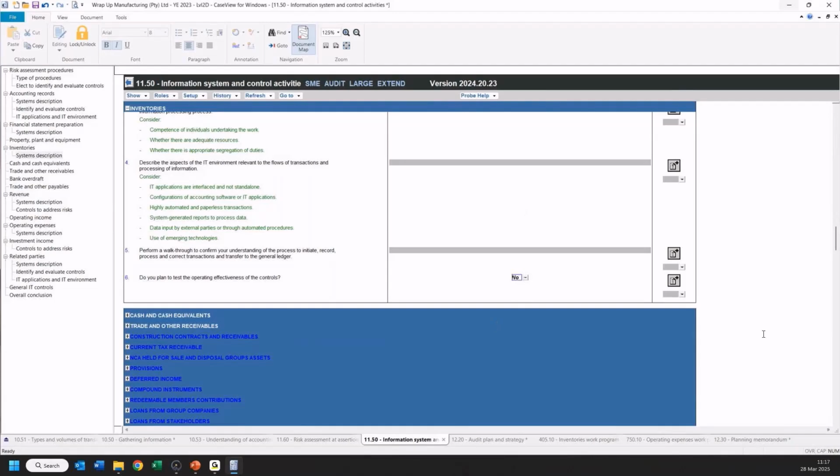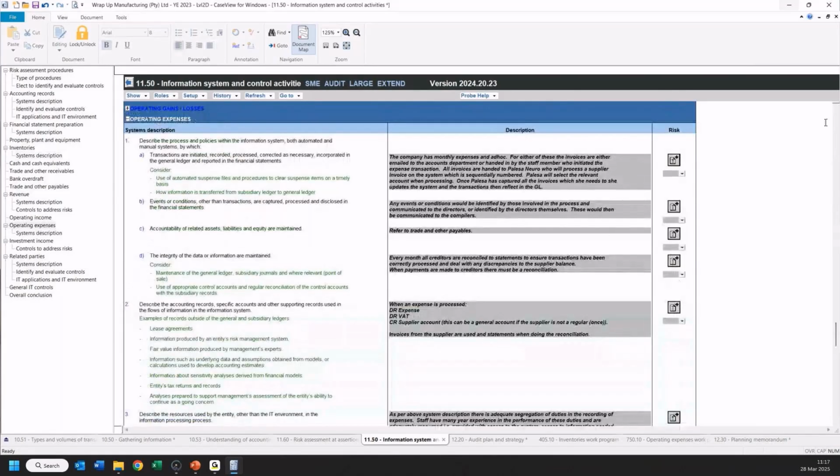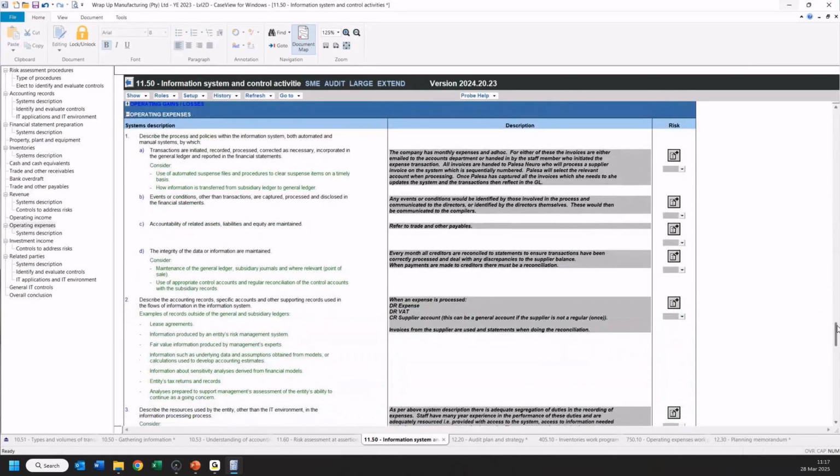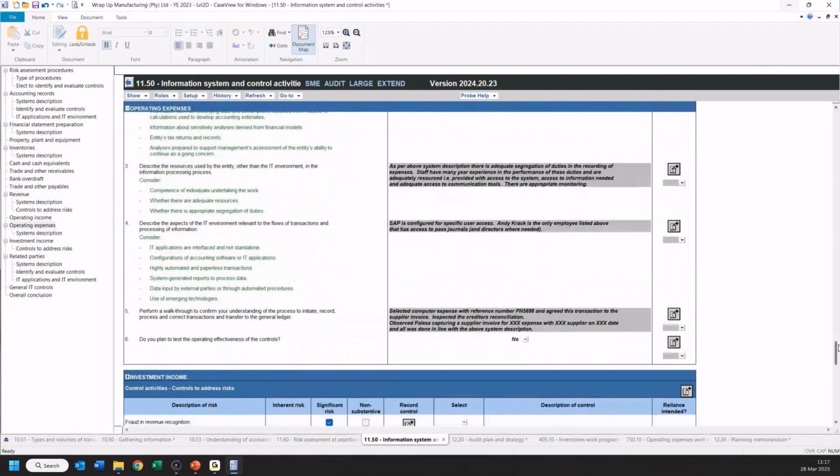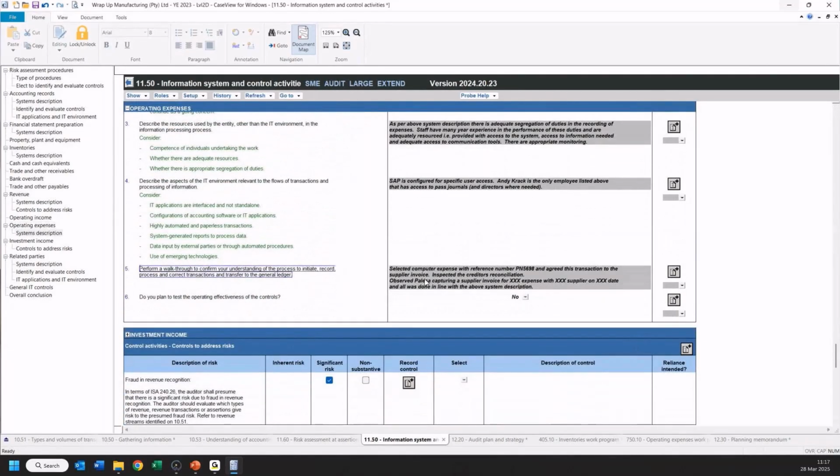What this step is in this case, in fact, I'm going to show you the one for OPEX. Let me show you. This is where the whole system is documented. You can see all the points, you can see the procedures, the journal entries, all those things. Now, the walkthrough is documented very similarly to the way that we have documented a walkthrough that you would perform for an implementation test. It says there's selected computer expense with reference. This is the reference. We agreed the transaction to the supplier invoice, inspected the creditors reconciliation, etc.